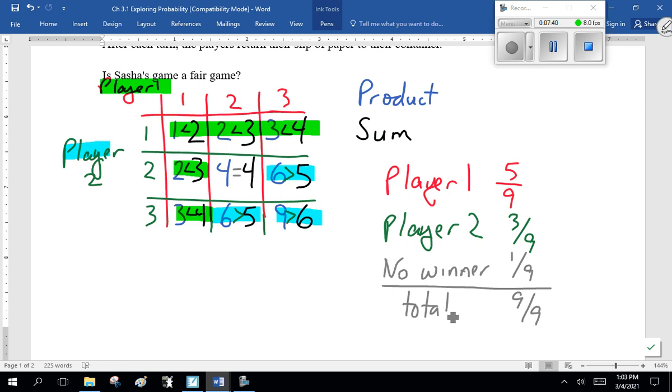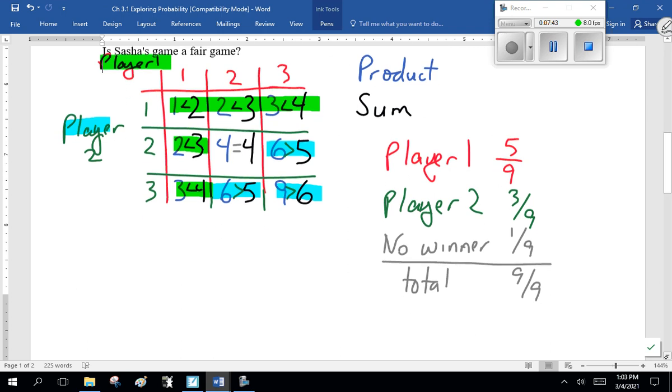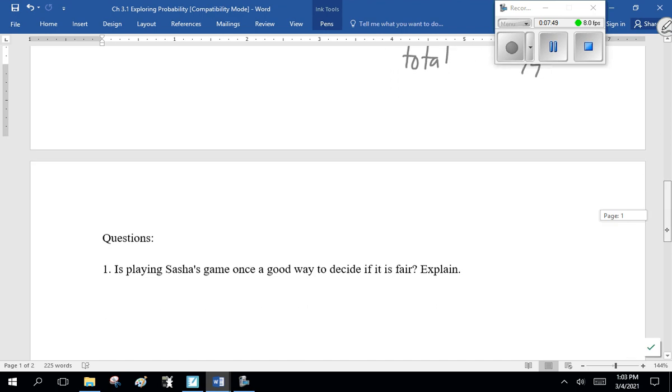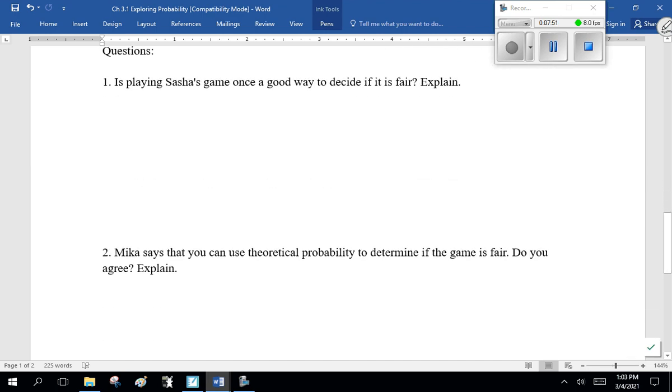So, some questions for you guys. Is playing Sasha's game once a good way to decide if it's fair? We've got to think about that. But just play it once. Does that tell you if it's fair or not? No. Now, you have to explain why. I'm not going to explain that because this you have to hand in for points. I want you to think about it. Notice I keep saying once.